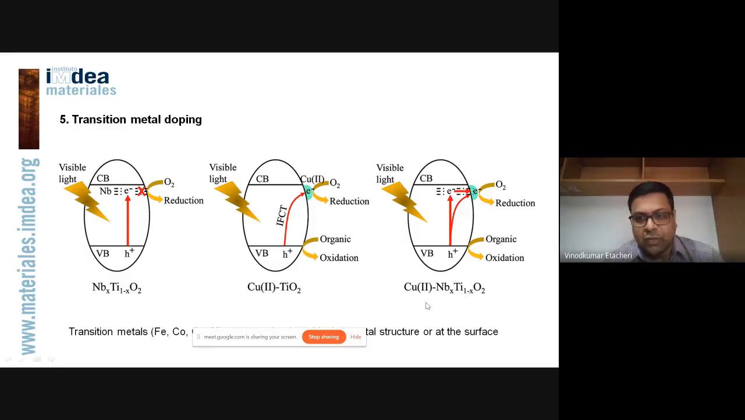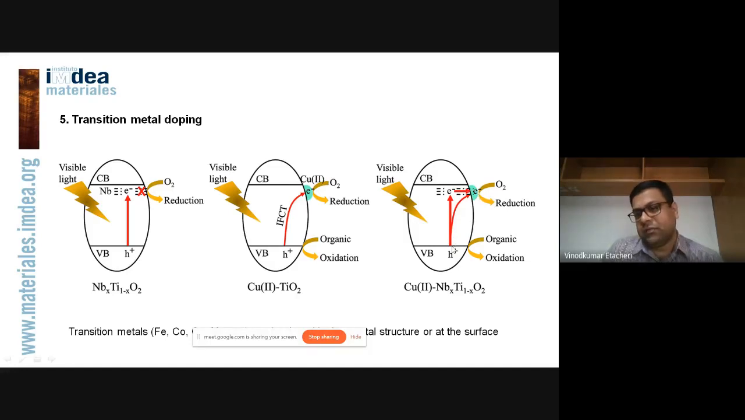Another method is doing both: dope and replace titanium ions, and at the same time deposit on the surface. These kinds of methods are also used to improve performance. This method has multiple mechanisms. Mainly we are creating energy levels below the conduction band by replacing titanium ions using a transition metal, and then depositing another transition metal at the surface.